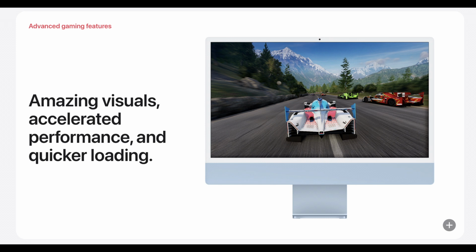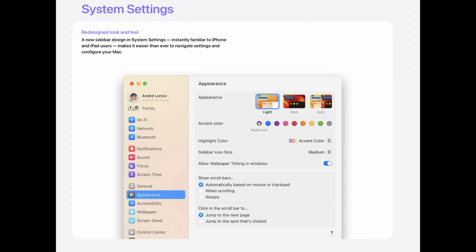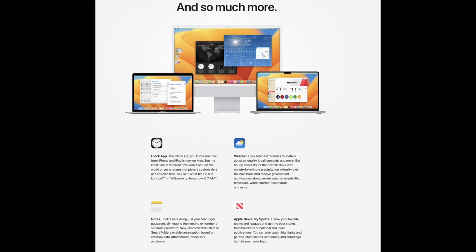Lake and later powered Macs, and AMD Vega and later powered Macs, as well as Apple Silicon Macs, obviously. And System Preferences has been completely redesigned to look more like iOS and iPadOS, and also has a new name, called System Settings now. There's a lot more, like Clock and Weather coming to the Mac, Rapid Security Response, locked, hidden, and deleted albums and photos, locking notes with your Mac login password, and more.